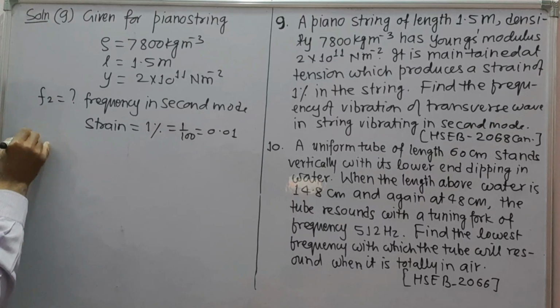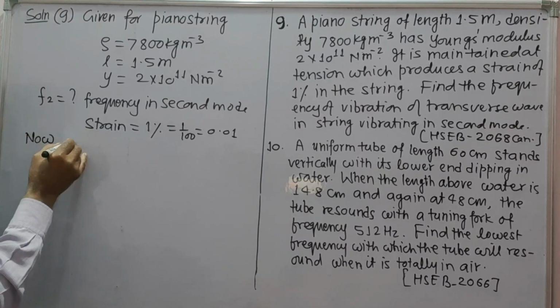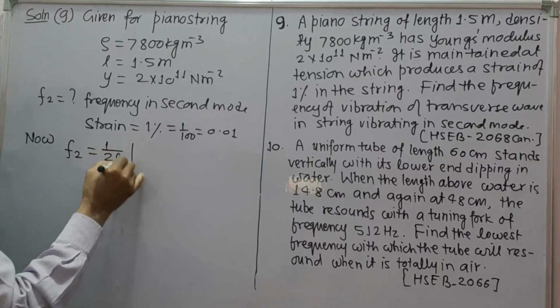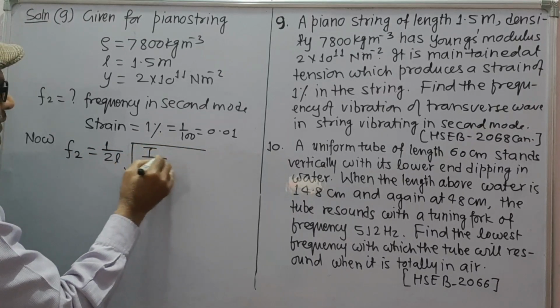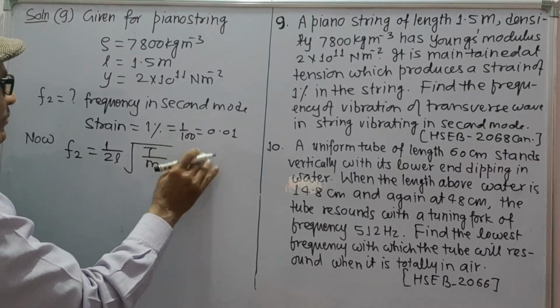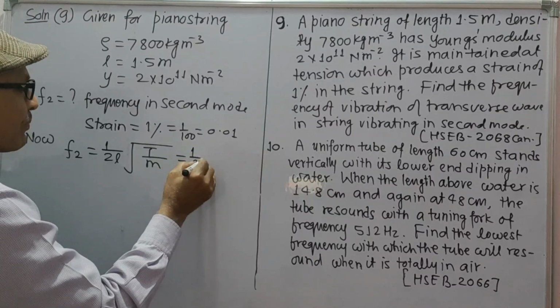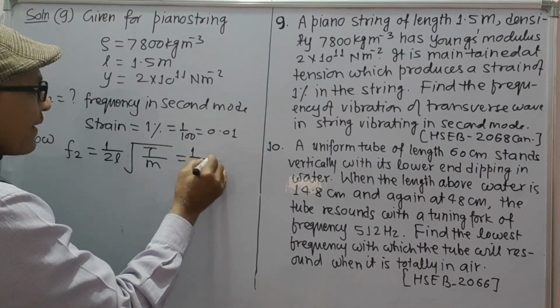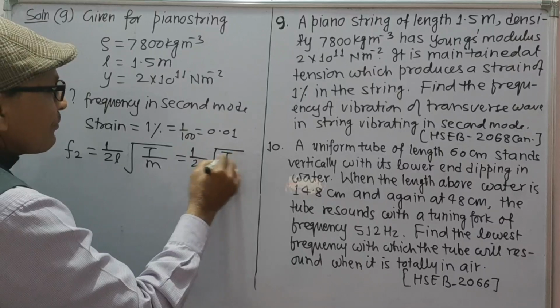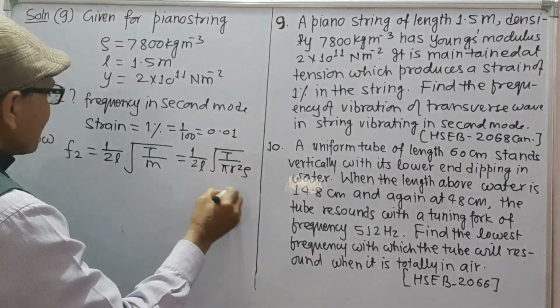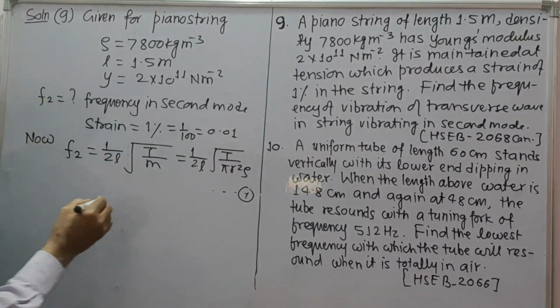Now F2 is equal to 1 upon 2L under root T upon M, where M is pi r square rho, so it is 1 upon 2L under root T upon pi r square into rho. Suppose this is equation 1.